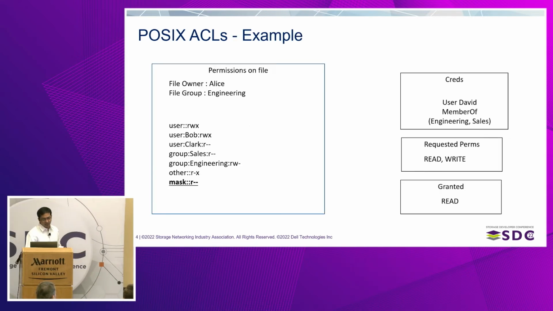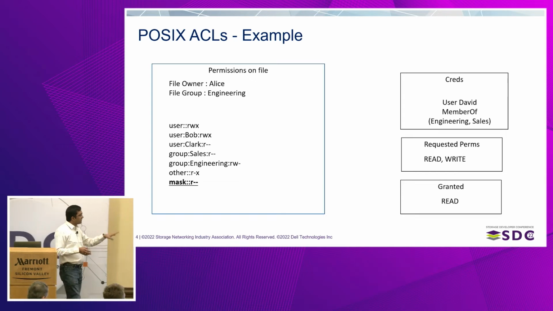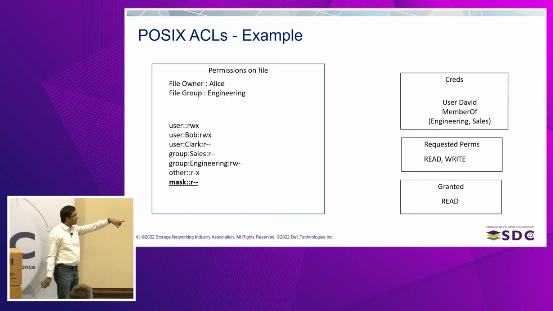Here's an example of what I'm talking about, right? Here is the same ACL which we saw earlier, where the user David is a member of sales and engineering. Earlier he had access to read and write the file. But in this case, there's a mask case which restricts the permissions to read. So as a result, David only gets read now.